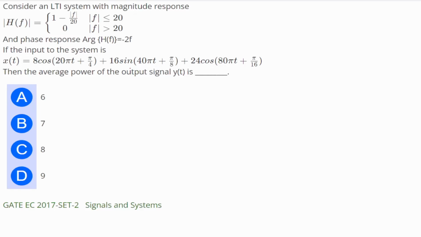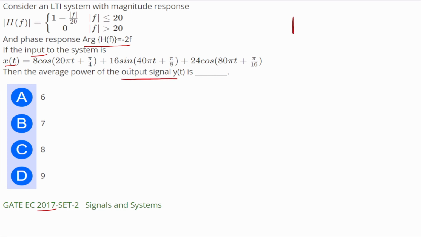So we were discussing the previous year GATE questions from the subject Signals and Systems, from the topic Fourier series and Fourier transform. This is the next question from GATE EC 2017 paper set 2. Consider an LTI system with magnitude response H(f) = 1 - f/20 for |f| less than or equal to 20, and 0 otherwise. Also the phase is given: phase of H(f) is -2f. The input of the system is x(t), and you have to find the average power of the output of the system.